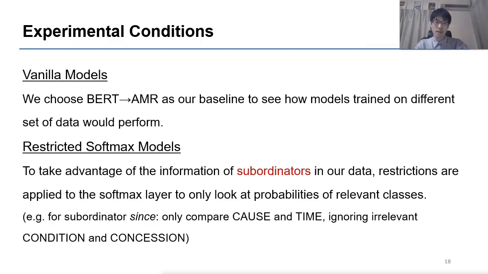We choose BERT AMR model as our baseline. In addition to this, we make modification on softmax layer to take advantage of the information of subordinators in our data. In other words, restrictions are applied to only look at probabilities of relevant classes. For example, when predicting the relation of subordinator since, we make the model to only compare cause and time, ignoring irrelevant condition and concession. We call them restricted softmax models in contrast to vanilla models.